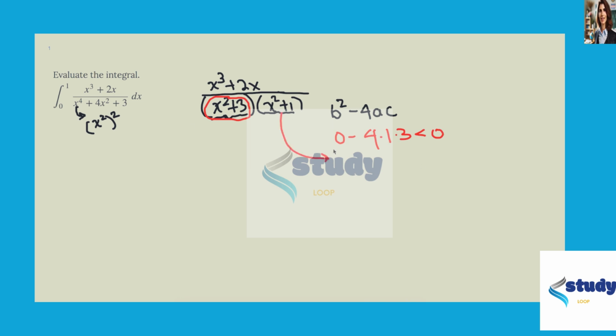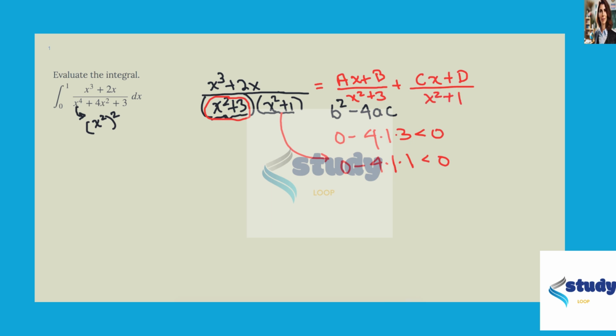Similarly, over here, we have b is 0, a is 1, and c is 1. So we have negative 4, less than 0. That means this quadratic also doesn't factor. And now, using what the author would call case 3, non-repeated quadratic factors, and then for the second one, we have cx plus d over x squared plus 1.